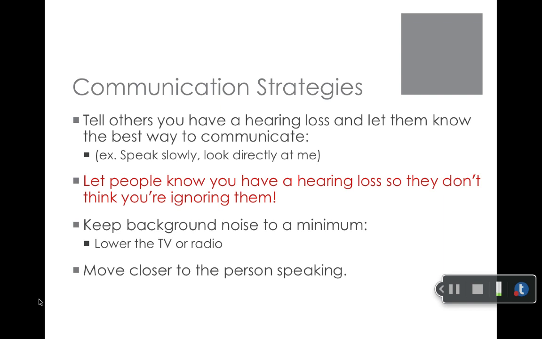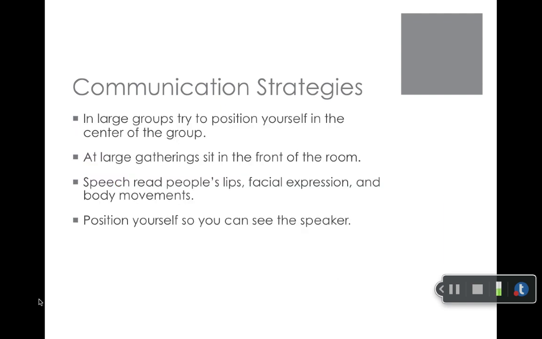So they need the person who's speaking with them to look at them, to face them, to turn off the background noise, to give them a clear view. In larger groups, the person with hearing loss should position themselves towards the center of a group. At large gatherings, they should sit to the center of the room. They should speech read a person's lips, a person's facial expressions, a person's body movements. We can get a lot of information just by looking at someone.